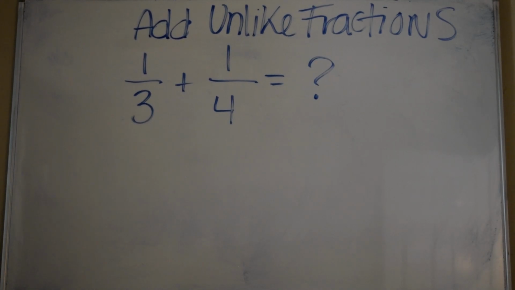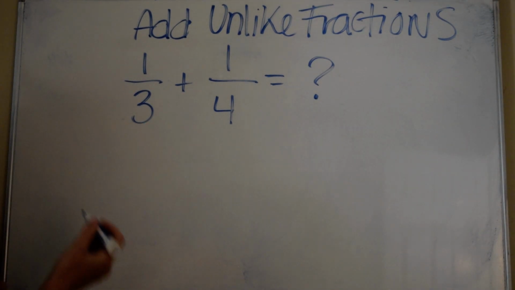Everyone, this lesson we are adding unlike fractions. So our operation is addition, but the reason why we are working on unlike fractions is because we need to figure out what to do when our fractions have different denominators. Unfortunately, I can't just add across. I have to get the denominators to be the same. And we do that by finding the least common multiple.